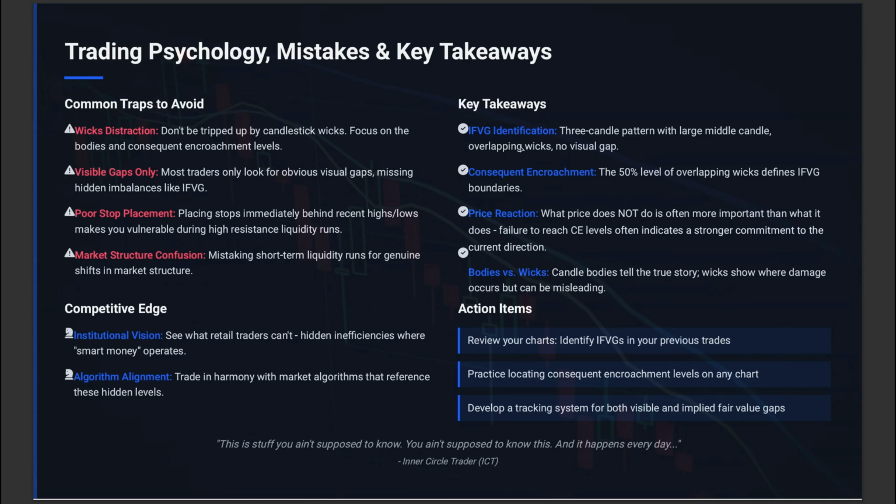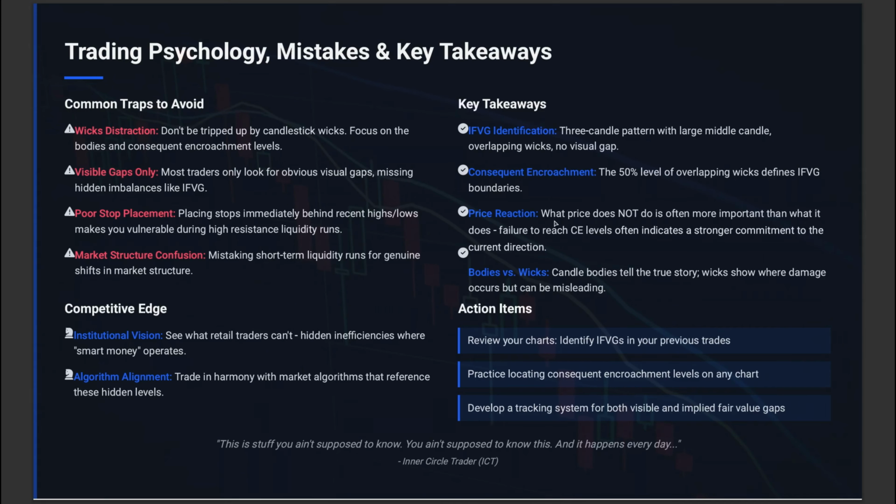Now some key takeaways. Implied fair value gap identification: the 3-candle pattern with a large middle candle, overlapping wicks with no visual gap. Consequent encroachment: the 50% level of overlapping wicks defines implied fair value gap boundaries.